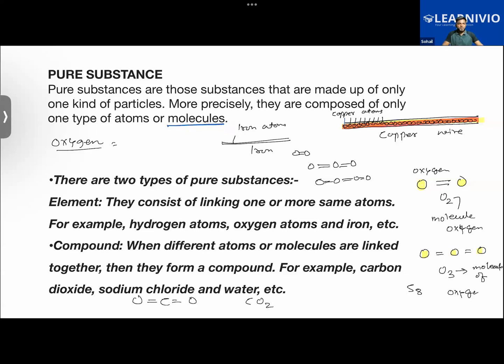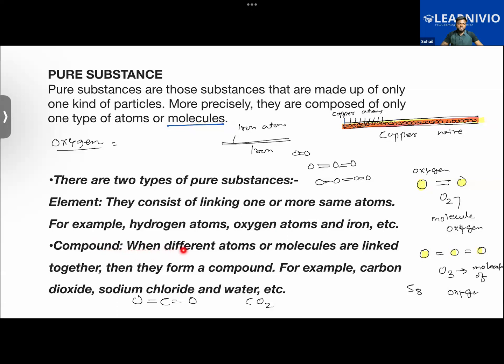All right. So what we were learning so far is that there are two types of pure substances. You have element, you have compound. Elements consist of two or more of the same kind of atoms. For example, hydrogen atoms, oxygen atoms, iron atoms. So they are making up an element. Like this copper is also an element because it is made up of the same type of atoms, right?